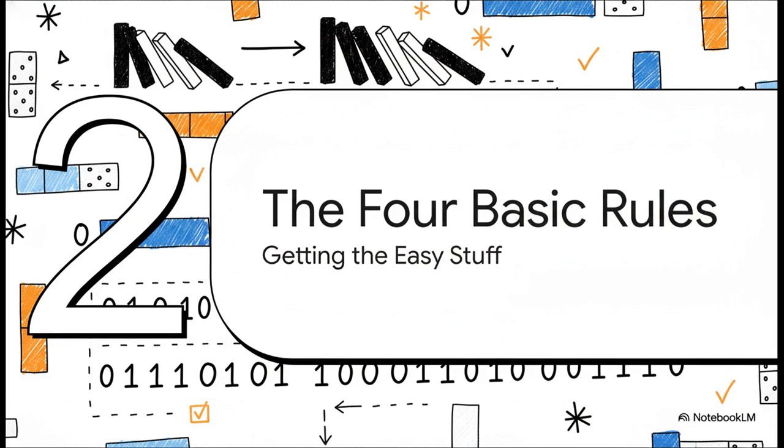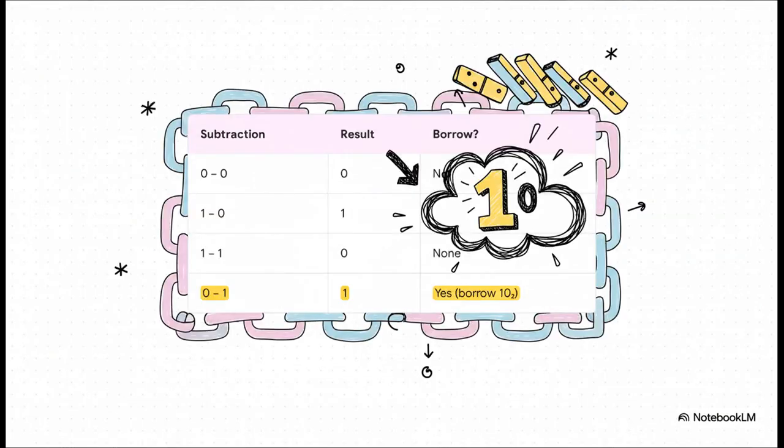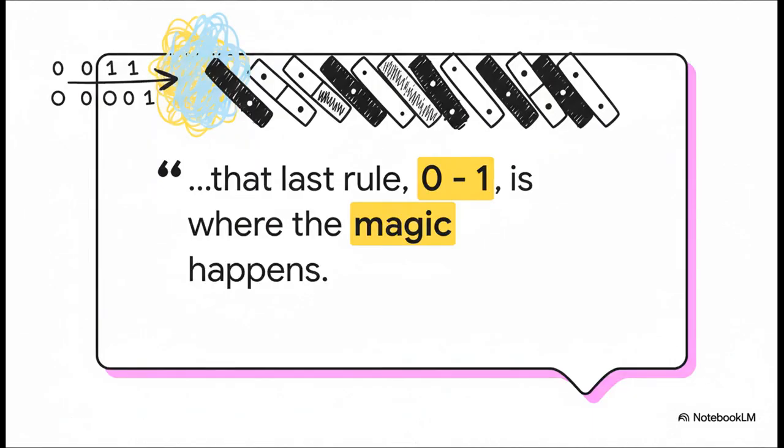Okay, so the good news is once you get that borrowing rule, the rest of binary subtraction is actually incredibly simple. I mean, there are only 4 things that can possibly happen in any given column. And as you can see, it's pretty darn straightforward. 0 minus 0, that's 0. 1 minus 0, still 1. 1 minus 1, back to 0. So yeah, 3 of the 4 rules are completely what you'd expect. It's only that last one, 0 minus 1, where things get interesting. That's our special case. So let's really focus on that one.